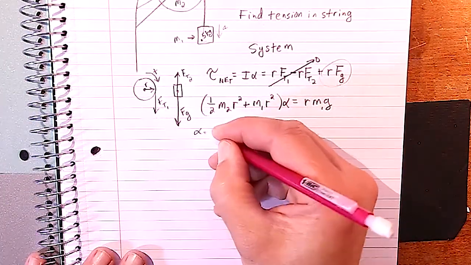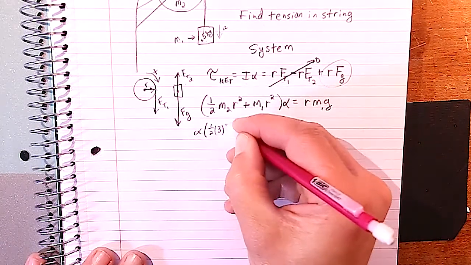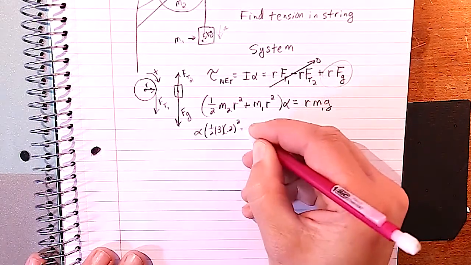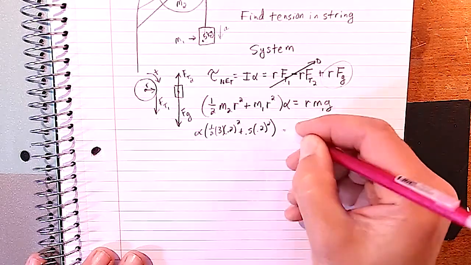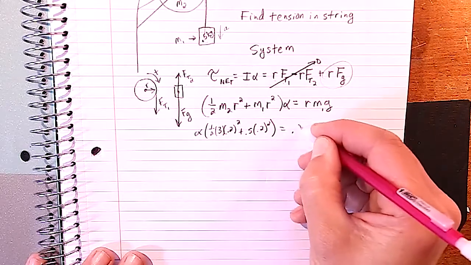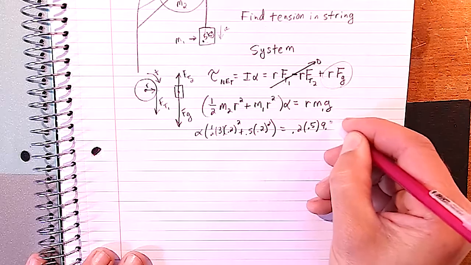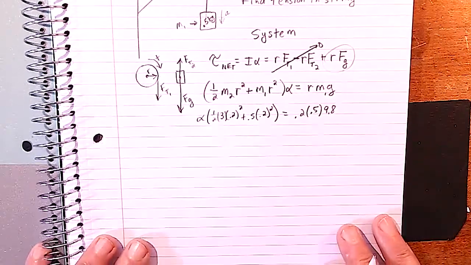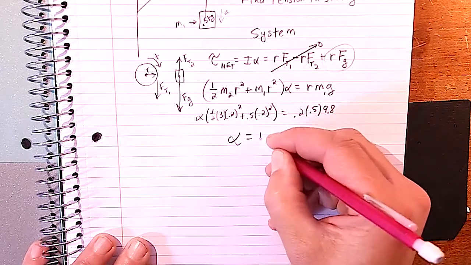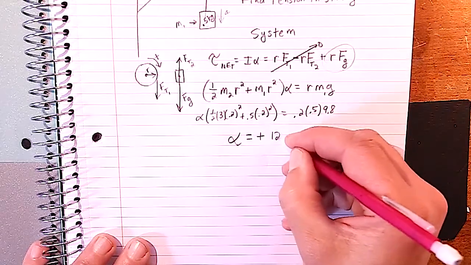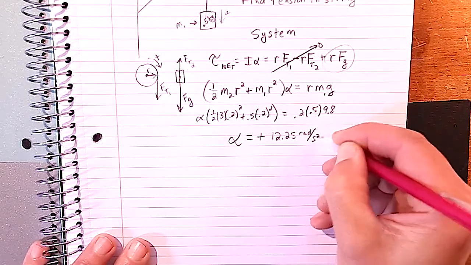So I'm going to bring the alpha out front, and we have 1/2 times 3 times 0.2 squared plus 0.5 times 0.2 squared, all times alpha is equal to 0.2 times 0.5 times 9.8. And if you work out the numbers, you get an alpha of positive 12.25 radians per second squared.